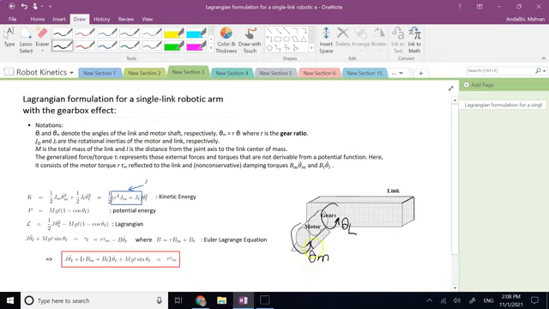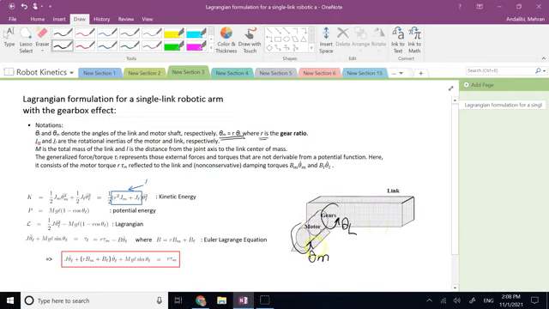And this amount of reduction in the angular velocity is called R, the gear ratio. So you can say theta dot M is R times theta dot L, where again R is called the speed ratio or the gear ratio. And it's theta L that is the angular velocity of the robotic arm, really, not theta M, the rotation of the rotor of the DC motor.